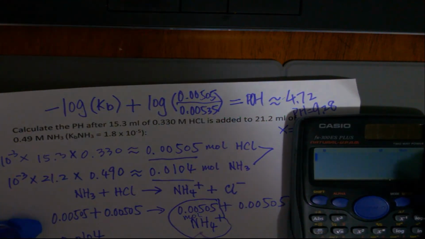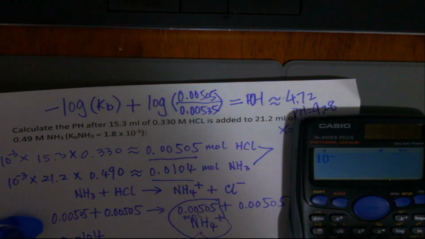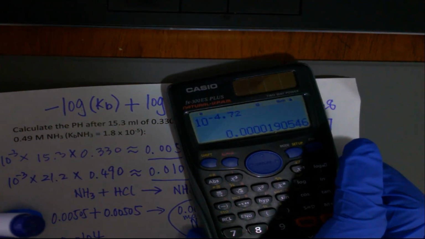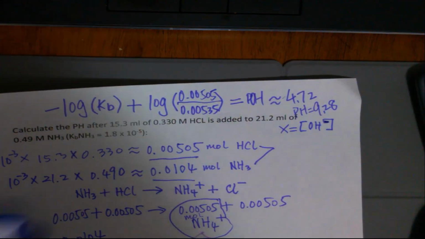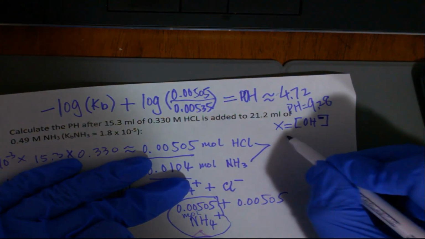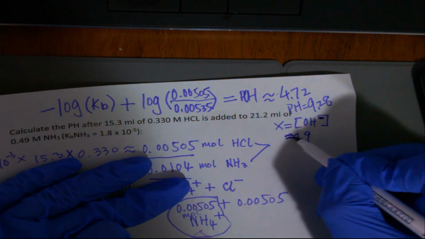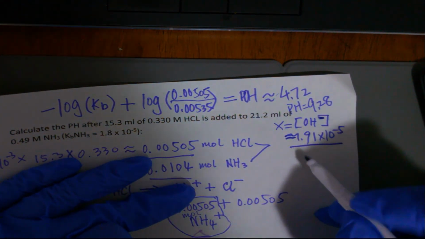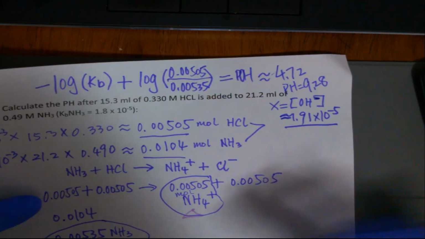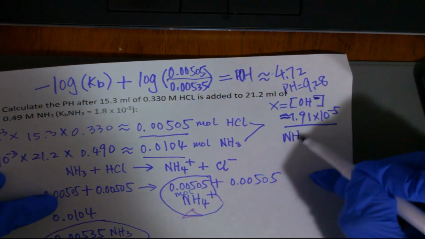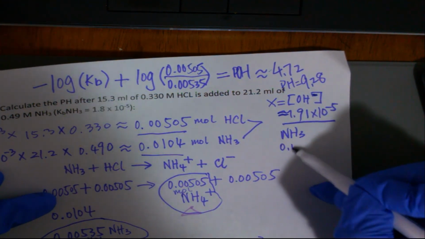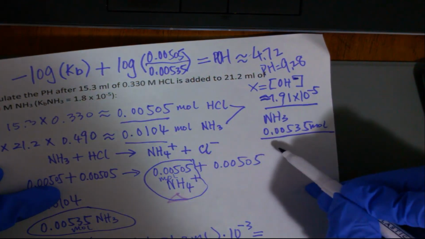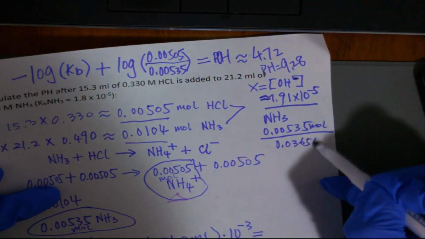So what we do is 10 to the negative pOH, 4.72, which equals, as I show here, 1.91 times 10 to the negative 5, an approximate number. And this number is compared with our molarity of NH3. How much did we calculate? 0.00535, and that's the mole left. And our total volume is what? 0.0365. We calculated that over here.